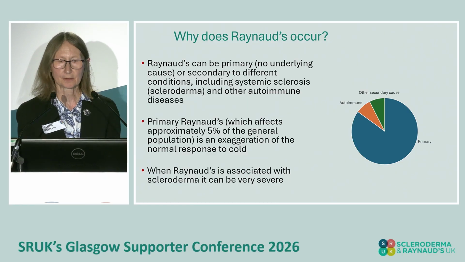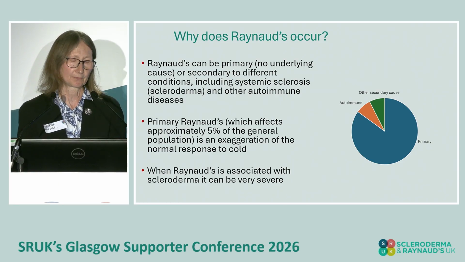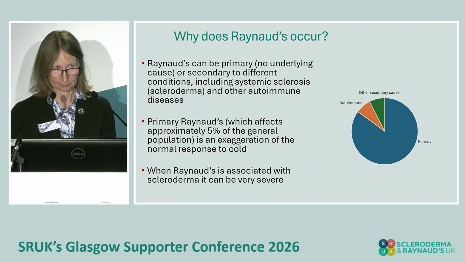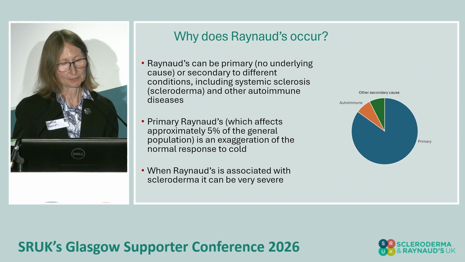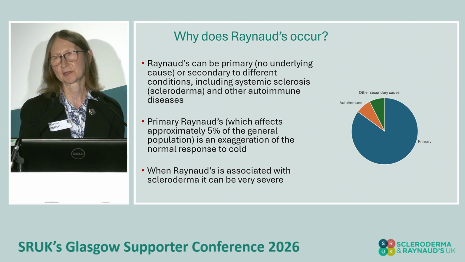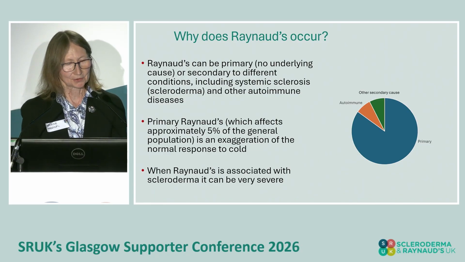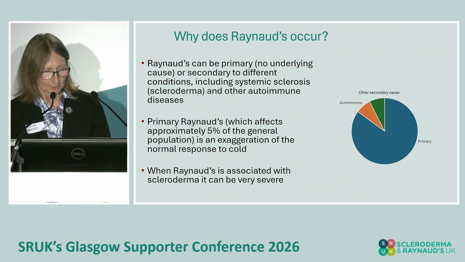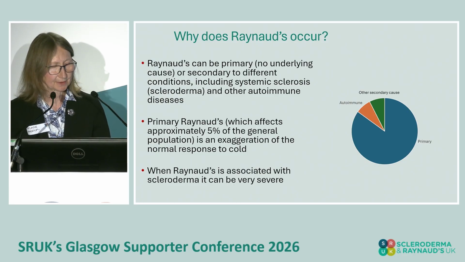Or it can occur secondary to a number of different conditions, one of which, and of course importantly for many of you here, is systemic sclerosis or scleroderma. I'm going to use these two terms a little bit interchangeably. As doctors, we tend to say systemic sclerosis now, but scleroderma is an easier thing to say. But I'm using them today interchangeably. And it can occur secondary to other autoimmune conditions like lupus or myositis.